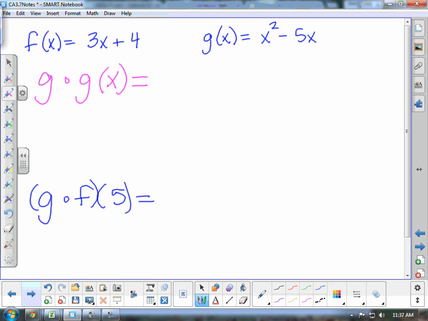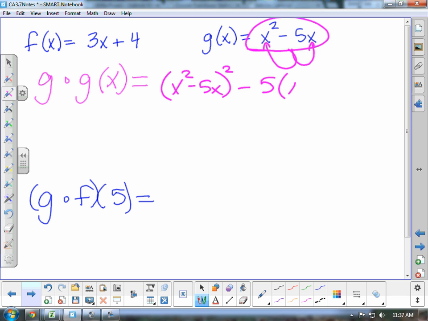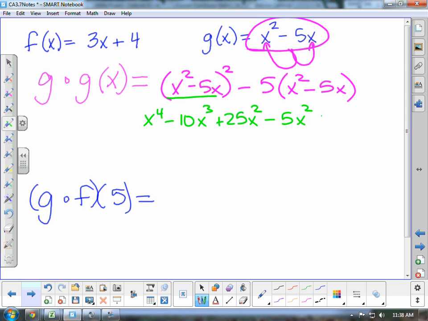Now if you were trying to evaluate g composition g of x, then you would be taking this function and substituting it in to the variable x. So you'd have x squared minus 5x squared minus 5 times x squared minus 5x. Squaring this thing would be x to the 4th minus 10x to the 3rd plus 25x squared. Distributing would be a negative 5x squared plus 25x. Combining what you can, which would be those two, you'd get 20x squared.